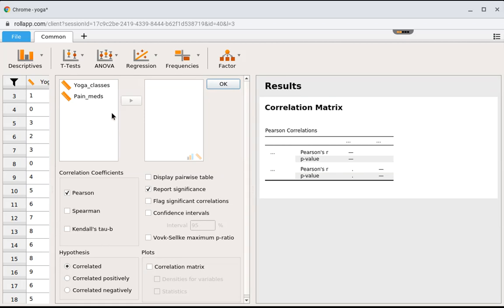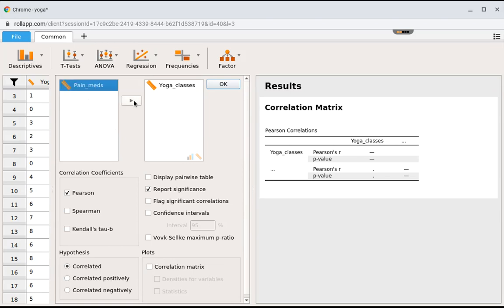So in this case, we're proposing in our story that the number of yoga classes you take is going to be the X variable and the pain meds is going to be the Y variable. So I'm going to put them in that order. Now already we have the correlation. Again, this matrix is just a box. If we had multiple variables listed in this box, we'd have multiple variables across the top and down the side. And so this is kind of like a multiplication table where you're saying yoga classes correlated with pain meds.